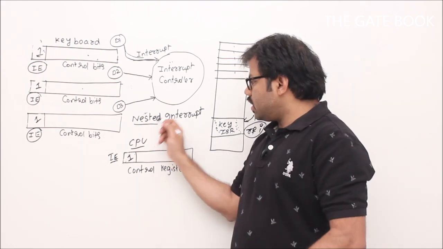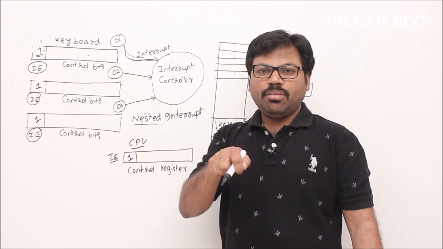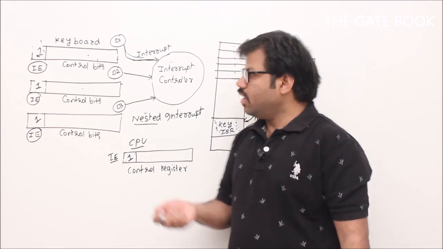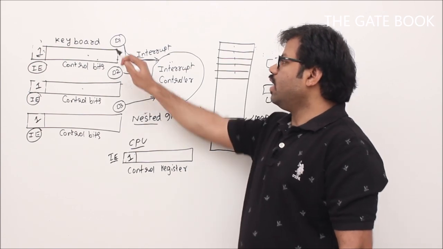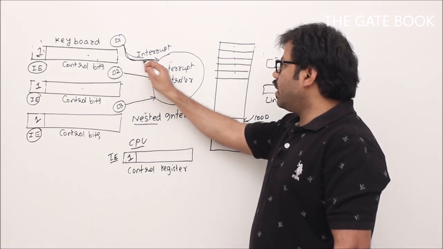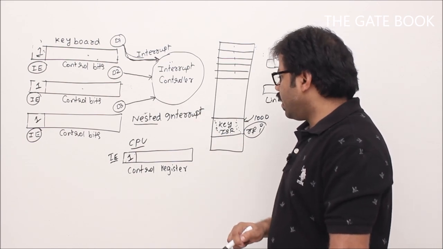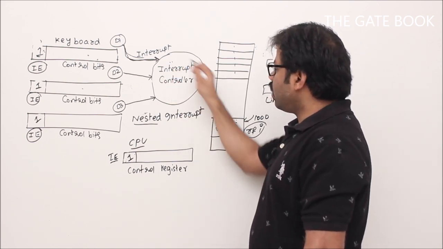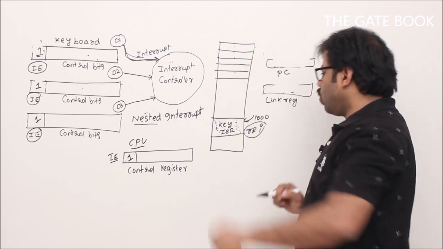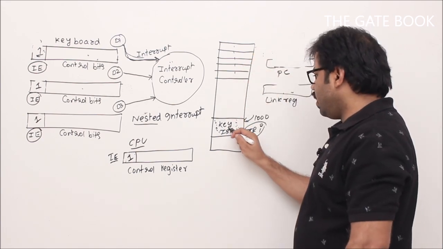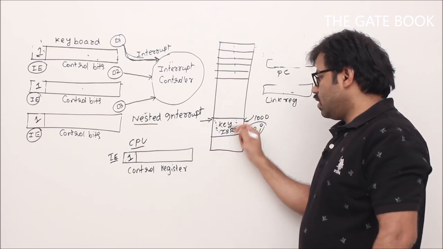Now you want nested interrupts. That means an interrupt when you are servicing an interrupt. Let us see why it is possible. Example, let's say the keyboard generated an interrupt first. When the keyboard generates an interrupt, your interrupt controller will change the program counter to the starting address of this interrupt service routine.